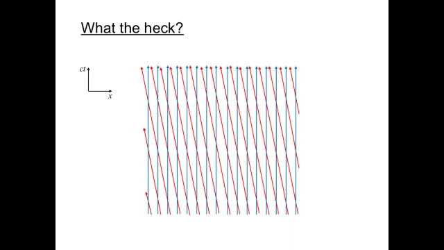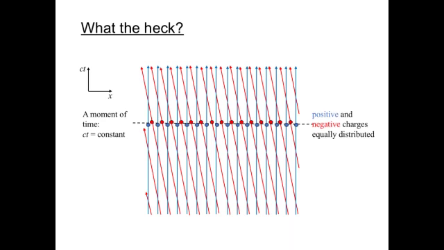Let's draw this idea in space-time. In my space-time diagram, I've got a bunch of vertical blue world lines representing the positive charges, and a bunch of slanted but parallel red lines representing the negative charges. Now, if we consider an instant of time, that's just a horizontal slice across my space-time diagram. That's where the time coordinate ct is equal to a constant. And if I mark where all the positive and negative charges are at that moment of time, then I'll find out that the positive and the negative charges are equally distributed along that line.